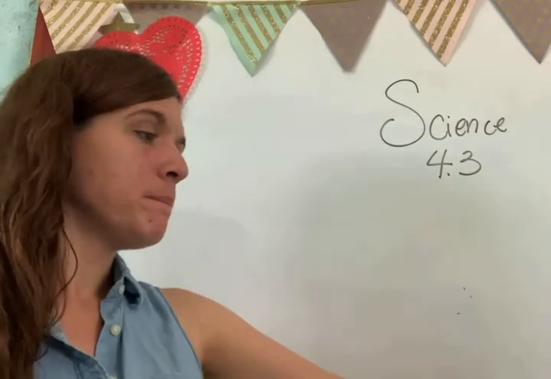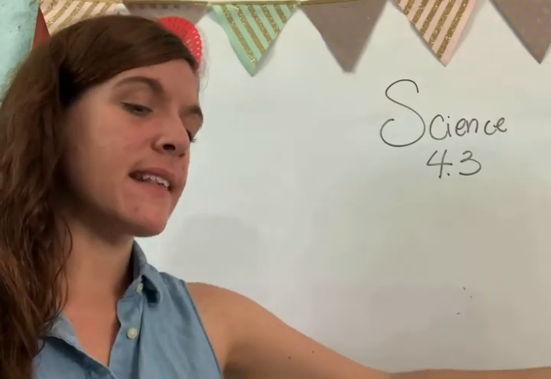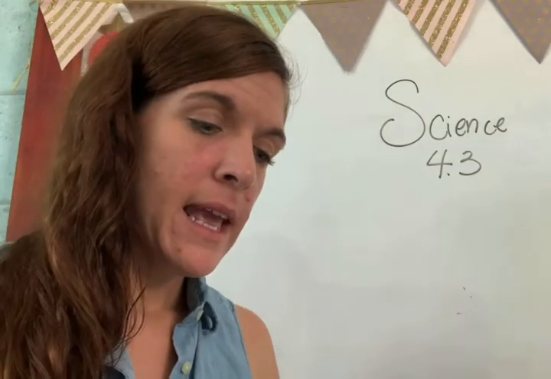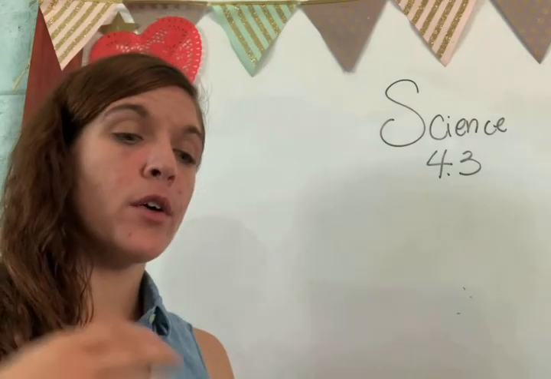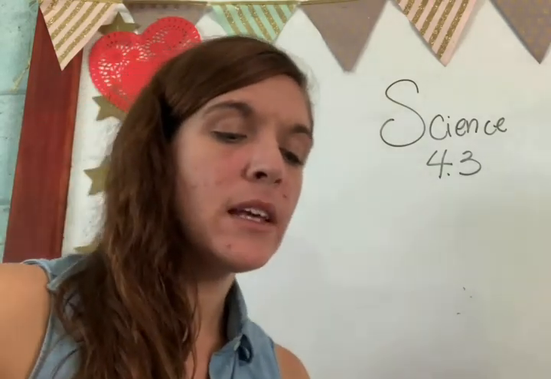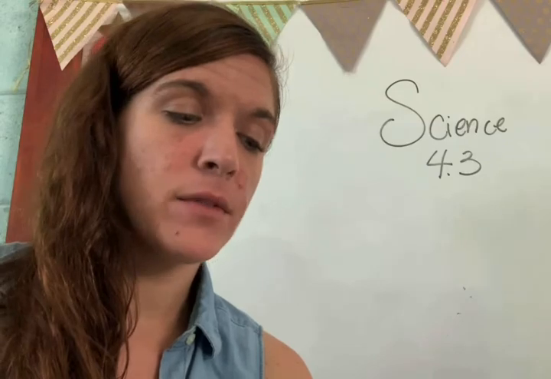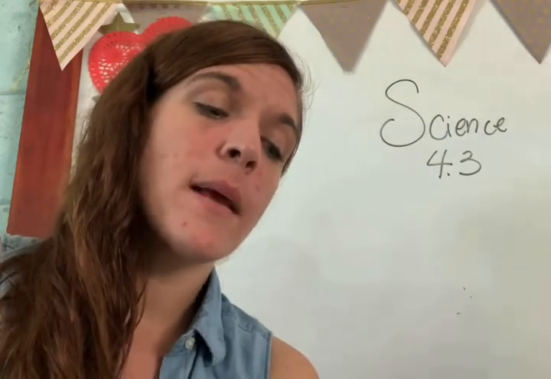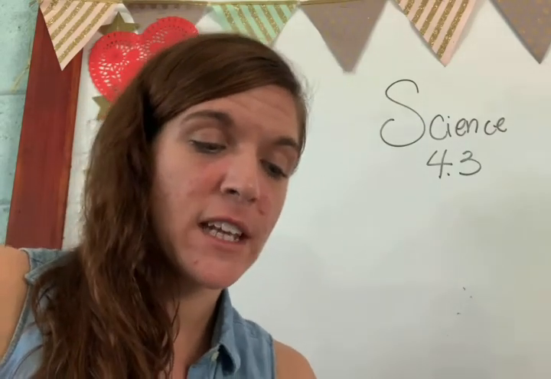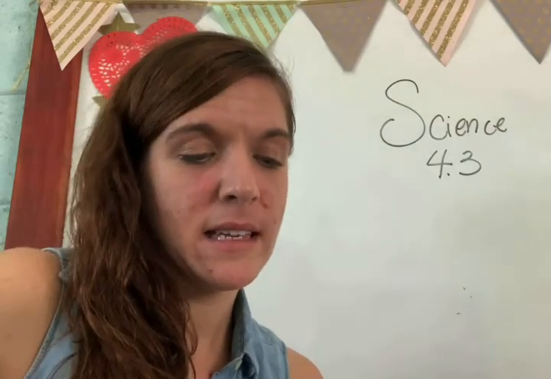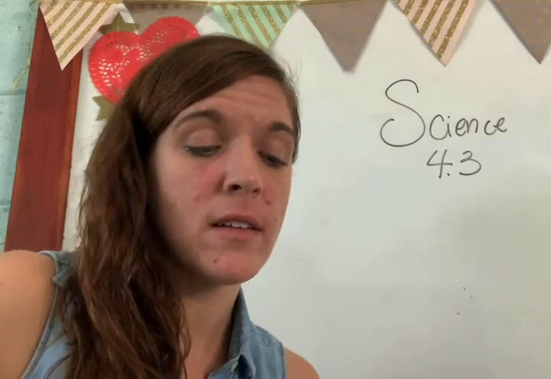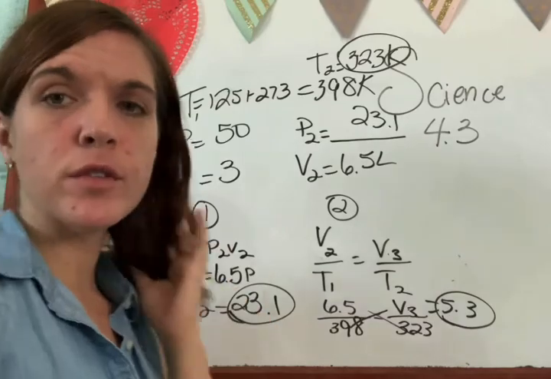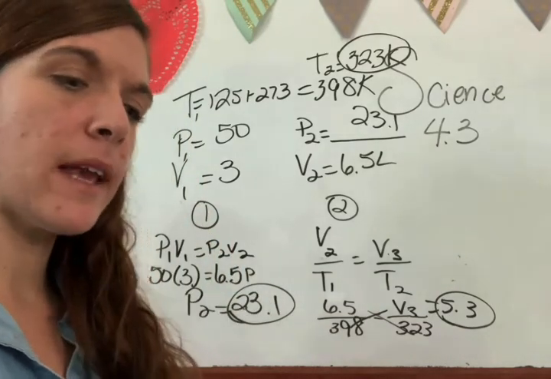Okay, number 3 says a gas has a temperature of 125, a pressure of 50, and a volume of 3. The volume increased to 6.5, the temperature is held constant, and then the temperature is reduced to 50 while the pressure is held constant. Use the gas laws to determine the final temperature, pressure, and volume of the gas. I wanted to have it on the board so I can talk you through it, because it's a little complicated, right?